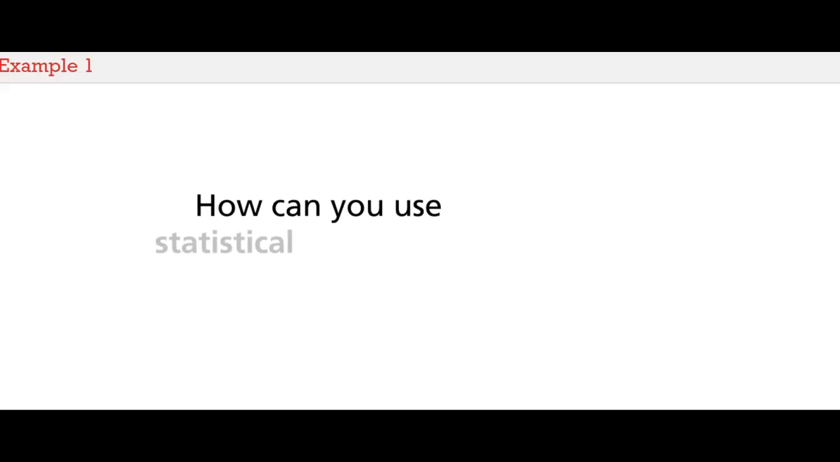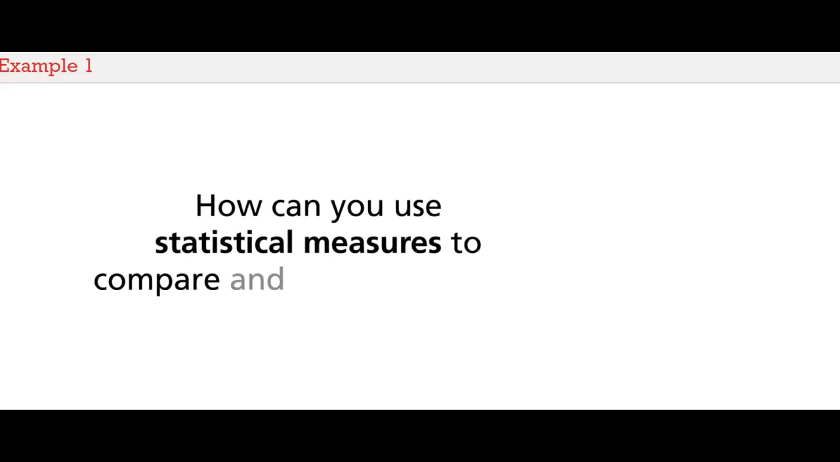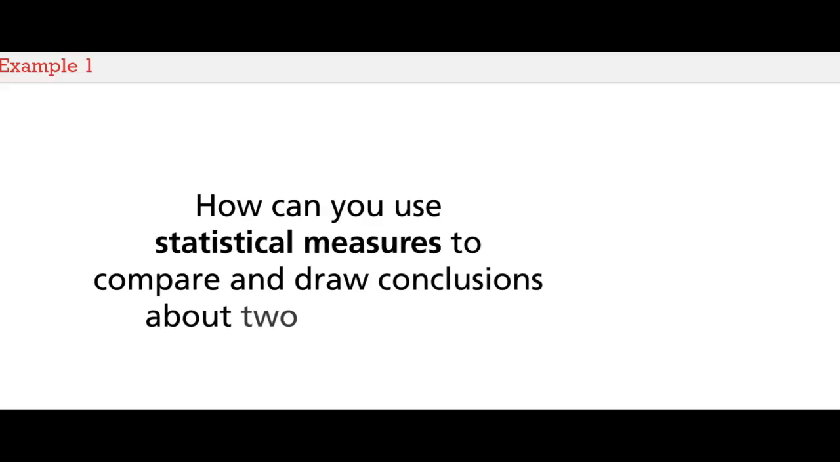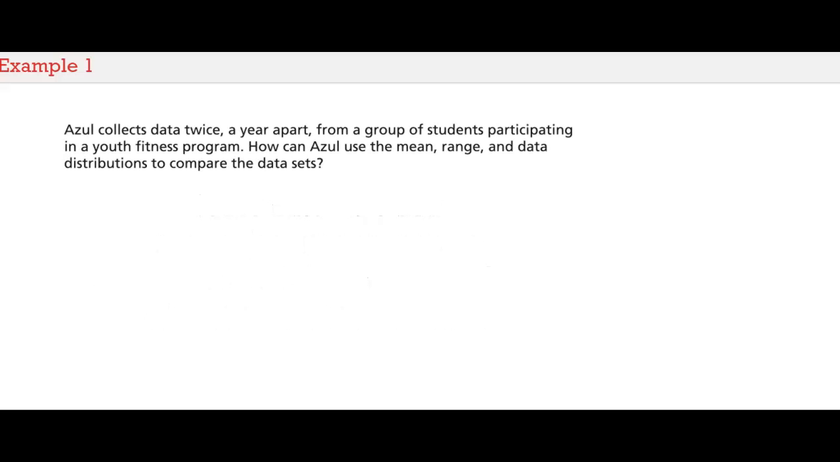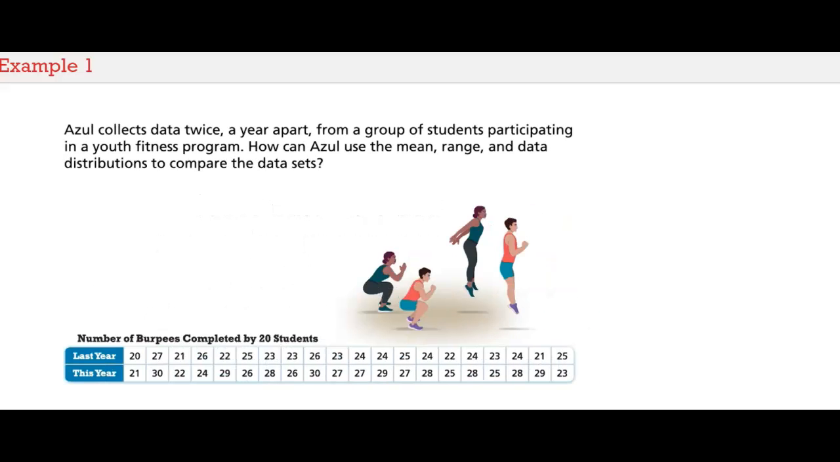How can you use statistical measures to compare and draw conclusions about two sets of data? Think about this question during the lesson. Azul collects data twice, a year apart, from a group of students participating in a youth fitness program. How can Azul use the mean, range, and data distributions to compare the data sets?